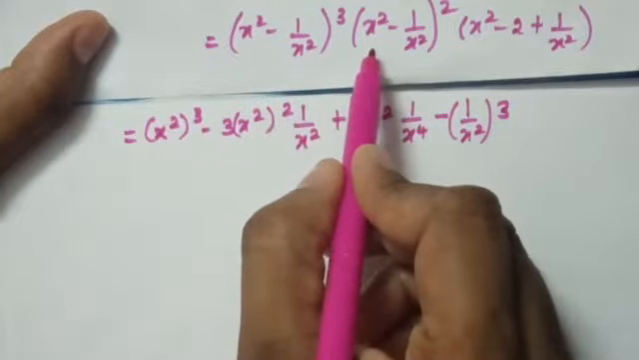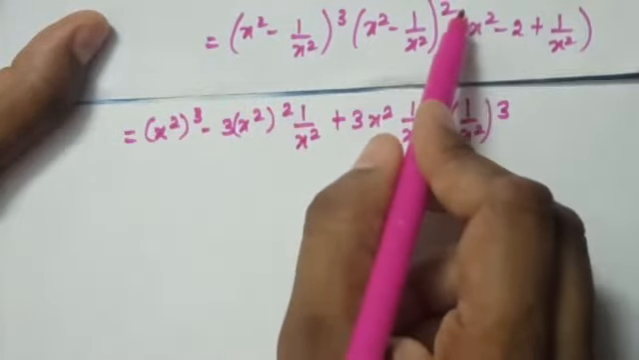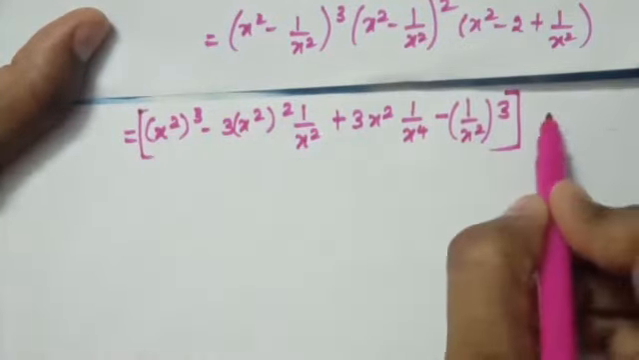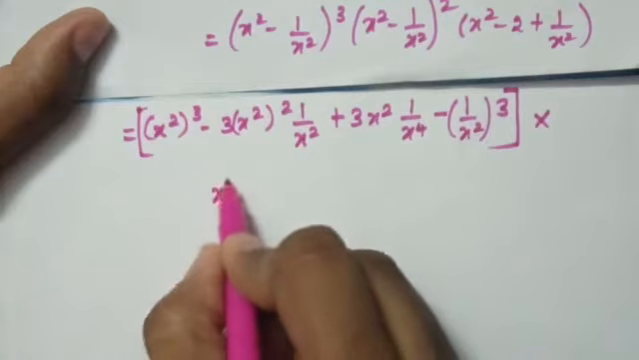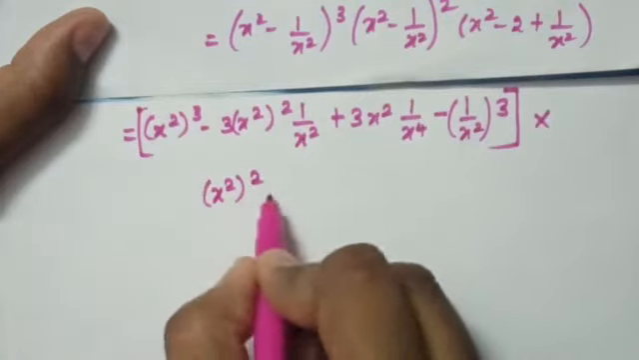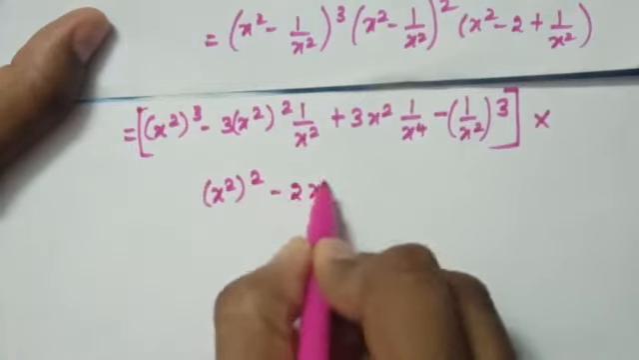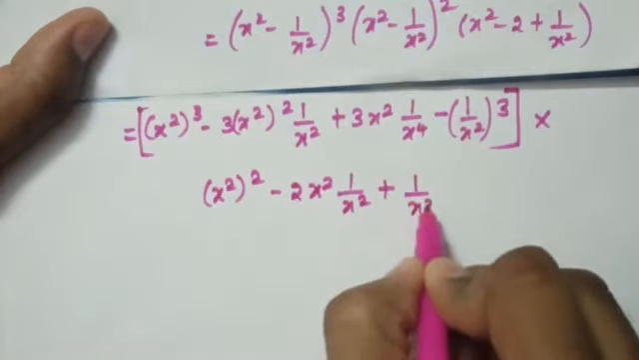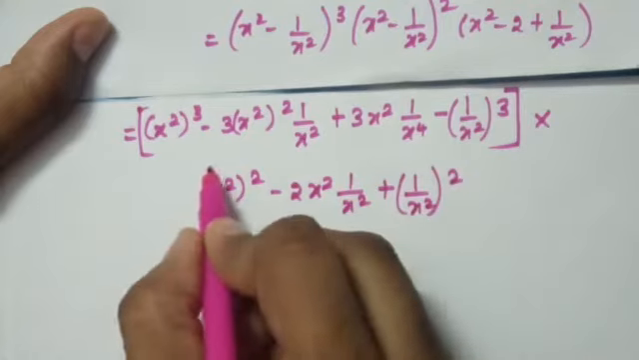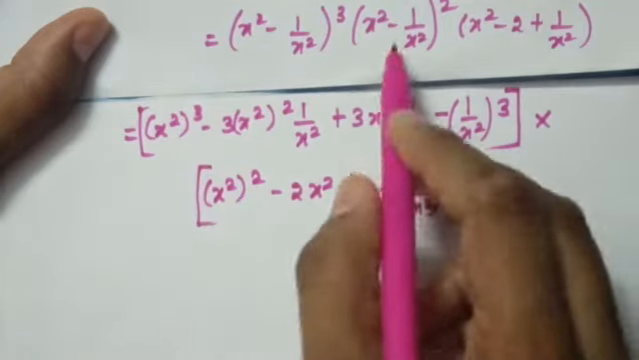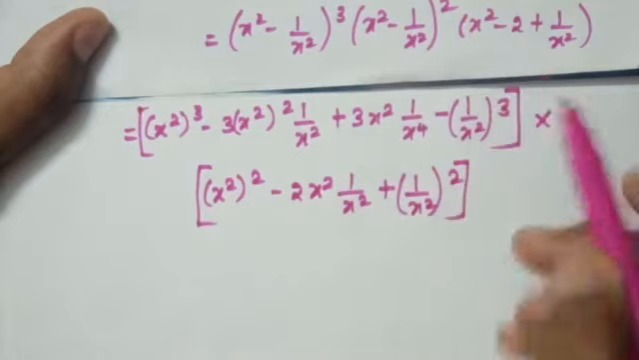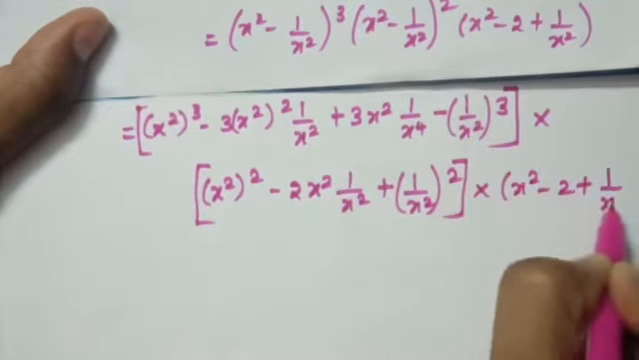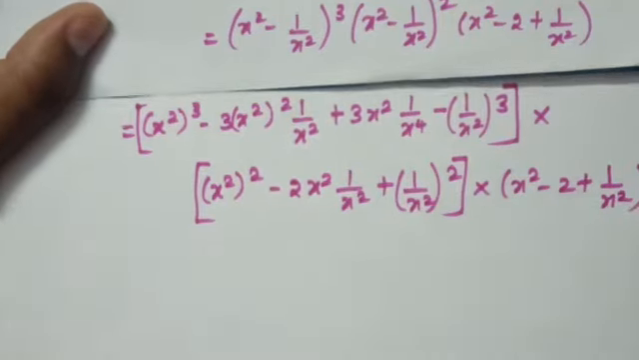So now we have to expand this term, (x squared minus 1 by x squared) the whole squared. Using the formula, you will get (x squared) the whole squared, a squared minus 2ab plus b squared. So we have expanded this term. Next you have to multiply these terms. Here we have x squared minus 2 plus 1 by x squared, write it as it is.